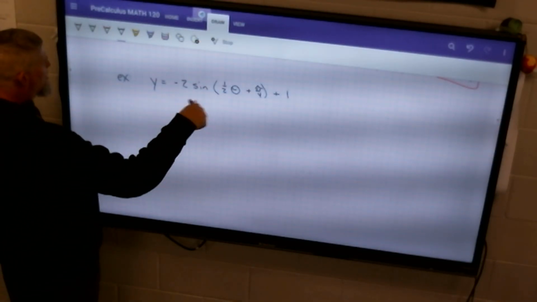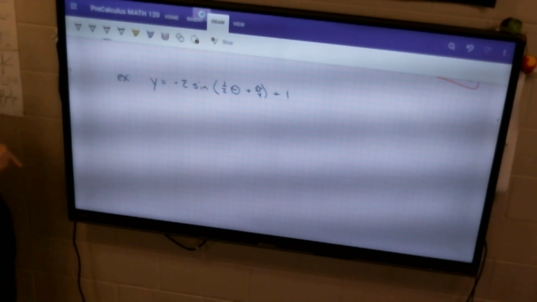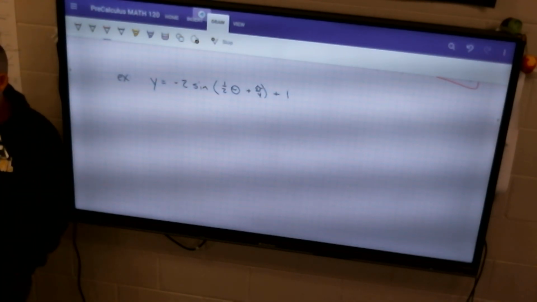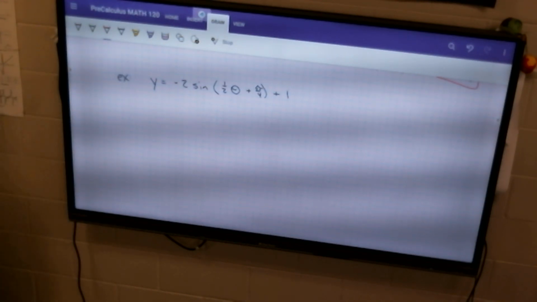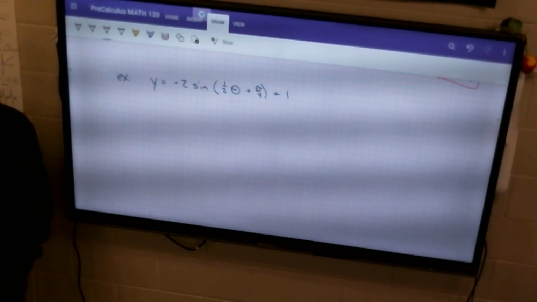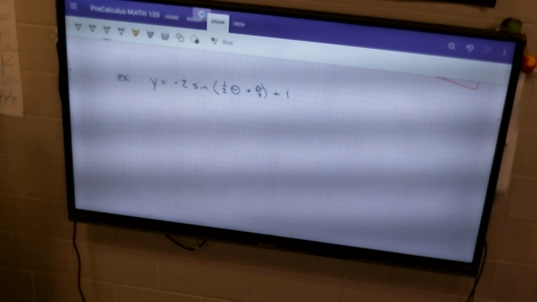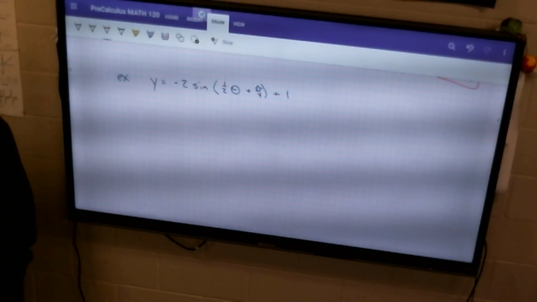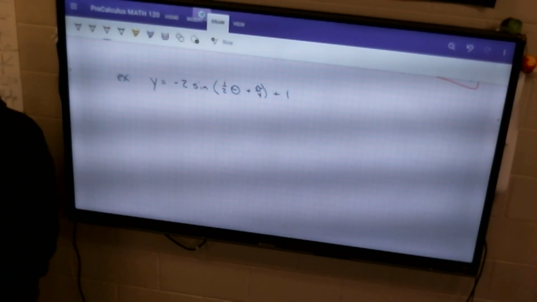All right, so describe to me the changes we're going to make inside this before we even start with looking at the phase shift. Give me one thing that's going to change, one shift that's happening, one little thing. Negative means reflection. Very good. That's one thing. The negative tells me we're going to reflect, which means it's going to go 0, minimum, 0, maximum, back to 0. So it's reflected.